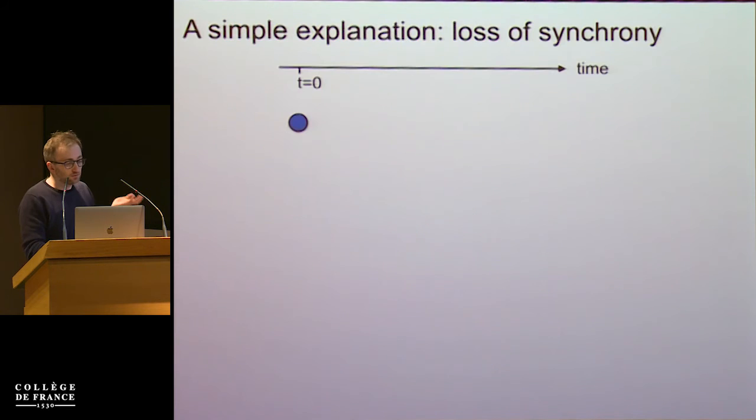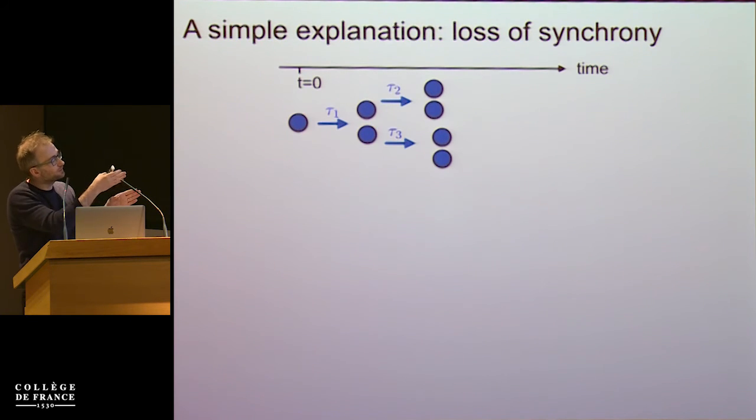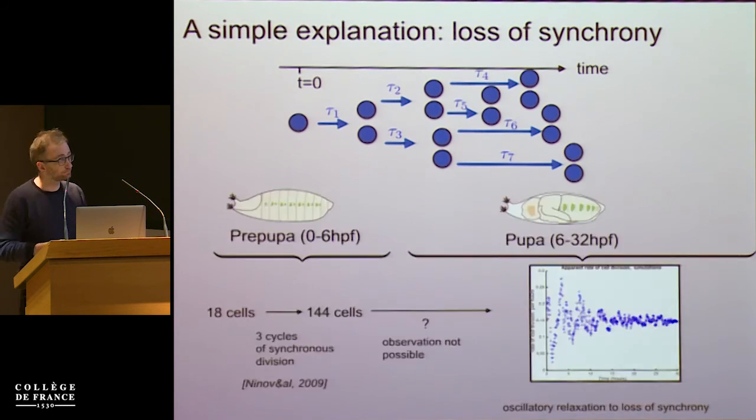And then, based on this, there is a very simple explanation for these oscillations that we see, which is a loss of synchrony. Because if you take one cell, you let it divide, and then you let it divide again, they will be slightly offset from each other, and then you let the process continue, you lose eventually the synchrony between cells. And so, in fact, at the prepupal stages, there are a few synchronous divisions, which give rise to relatively large groups of cells, which presumably are synchronized.